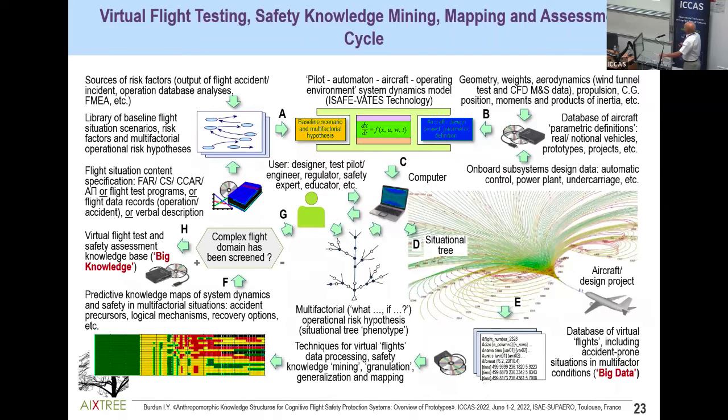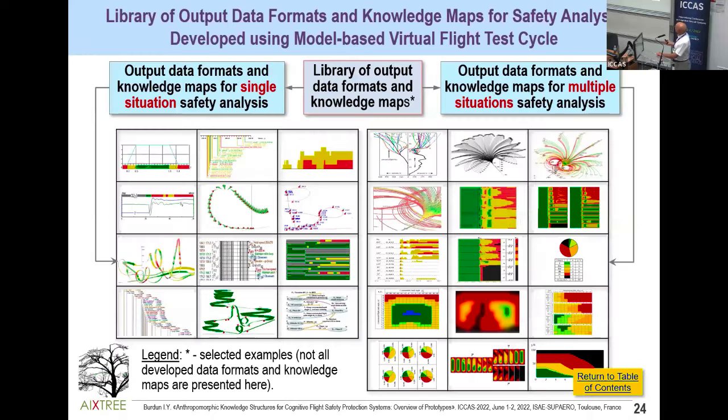And this is the virtual flight testing certification cycle. So we load a scenario to the model, and then a parametric definition of the vehicle. After the process of generating huge flight databases, the big data, we process this data and obtain knowledge, granulated knowledge, generalized and mapped for the purpose of use by a pilot or by an artificial control agent. These are the two collections of anthropomorphic knowledge structures, which are to a certain extent, maybe larger or smaller, compatible with the forms which pilots use in his and her flying activity.